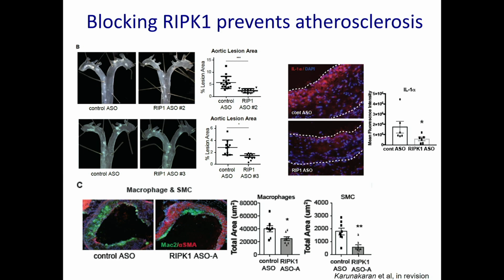So really, no matter if we do it with a small molecule or with an antisense inhibitor, if we block this pathway, certainly at least in these mice, we're definitely reducing atherosclerosis.